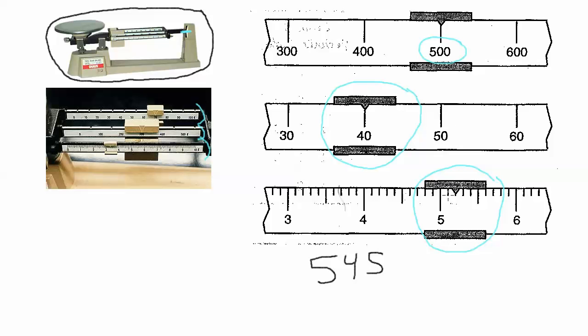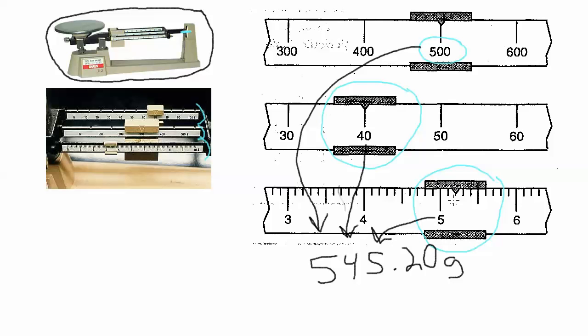And then there's 1, 2 little lines, and each one of those is a tenth, so 0.2. And because it's right on that, we could actually put a 0 on the end of that if we wanted to. So 545.20 grams.